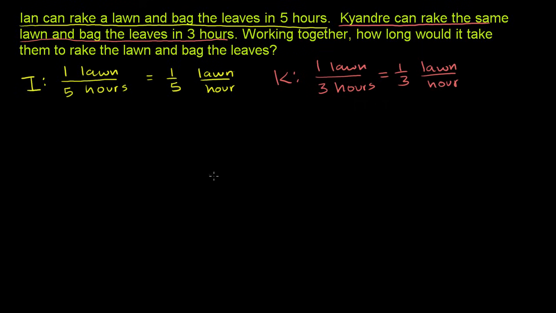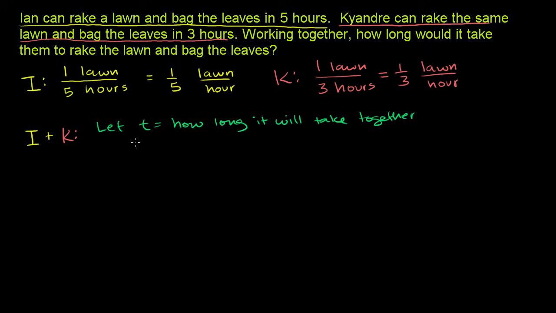Now let's think about what the combined rate is. So let's say we have Ian plus Keandre. What's going to be their combined rate? Well, they tell us that working together, we want to know how long it would take them to rake and bag the leaves. So let t be how long it will take them together.